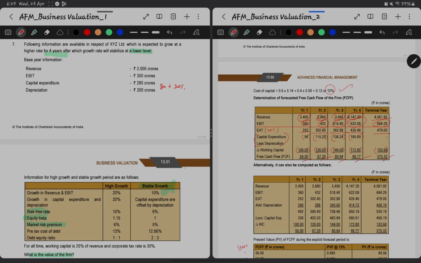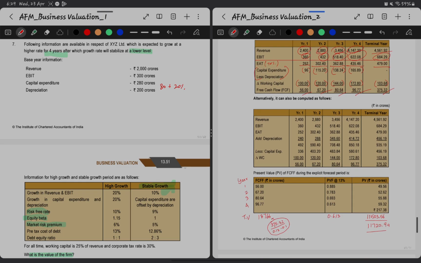Now for the first 4 years, the individual free cash flows are these numbers 56, 67, but terminal year is this 375.32, which is from the fourth year till the end of the business. That's what is the assumption, till eternity. So this 375.32 is the cash flow which we are generating.